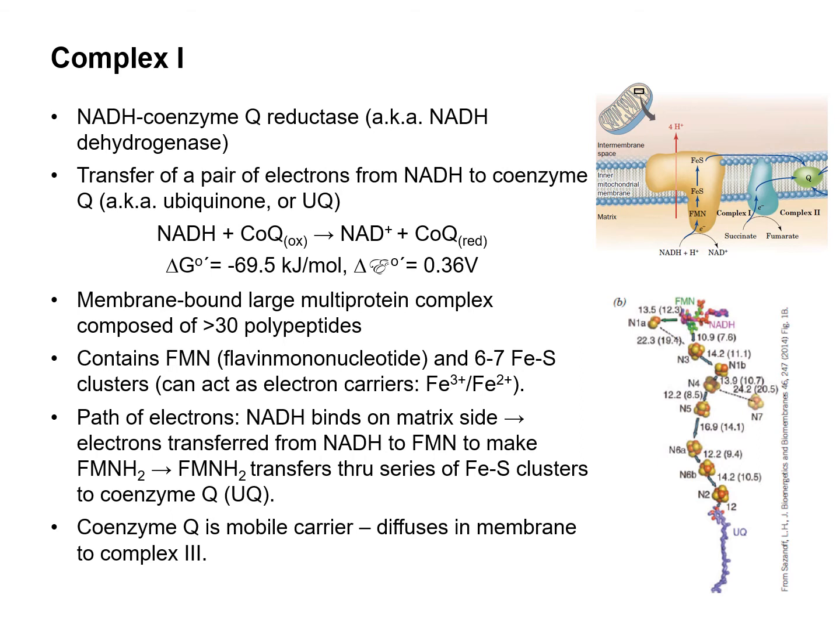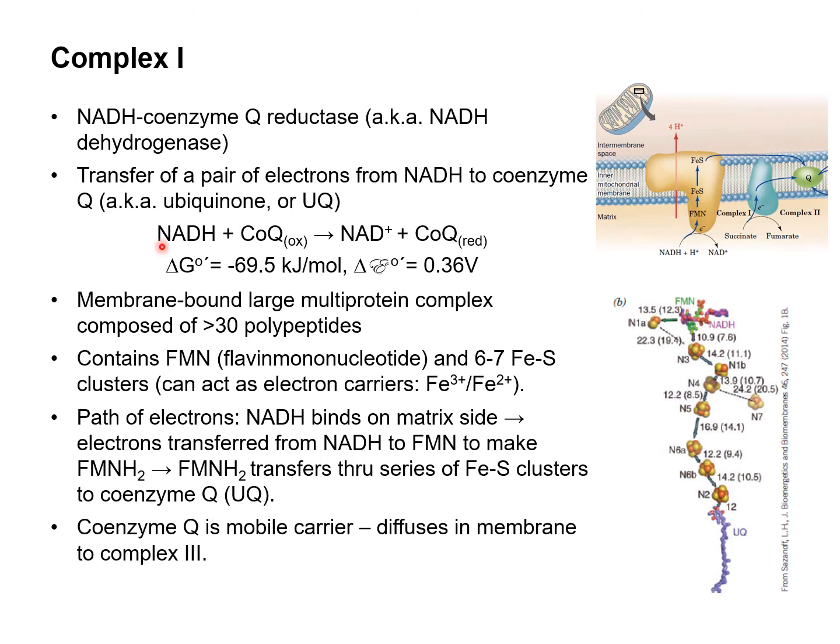The first one on that path is complex 1, which is NADH coenzyme Q reductase, also called NADH dehydrogenase. It basically transfers a pair of electrons from NADH to coenzyme Q. And this coenzyme Q is also called ubiquinone or UQ because it can be observed in almost all different types of cells.